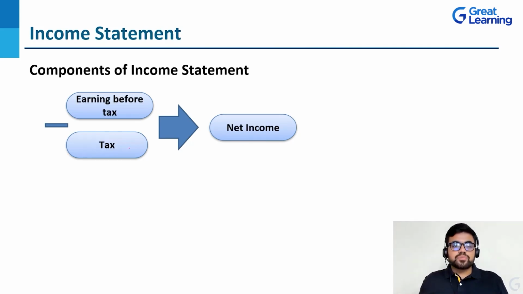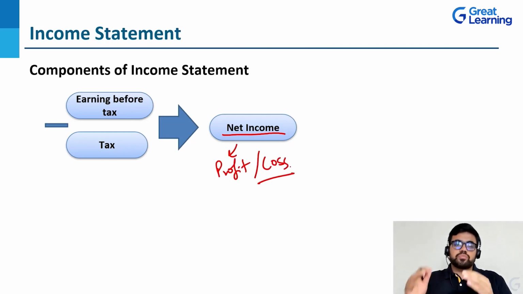If you subtract the tax part of it, then you will have your net income. Now this will tell us if the company is profitable or not. So this can be either profit or loss. Okay, so this was the breakdown of the major components of an income statement.